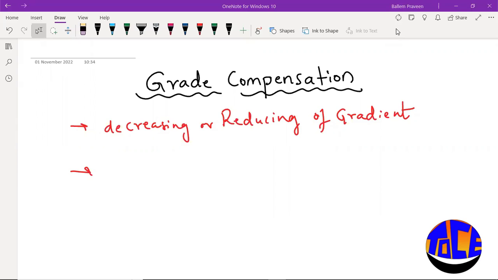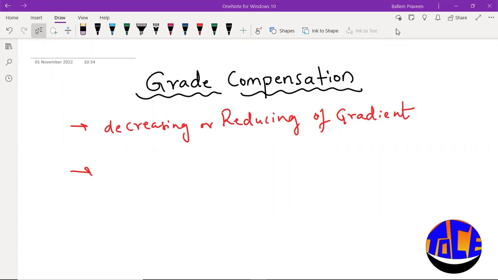Let us discuss what is grade compensation from transportation engineering. Generally, grade compensation is how much you are reducing or decreasing the gradient because of some reasons. సో ఎంతవరకు మనం gradient ని రెడ్యూస్ చేస్తున్నాం అనేదాన్ని మనం గ్రేడ్ కాంపన్సేషన్ అంటాం.